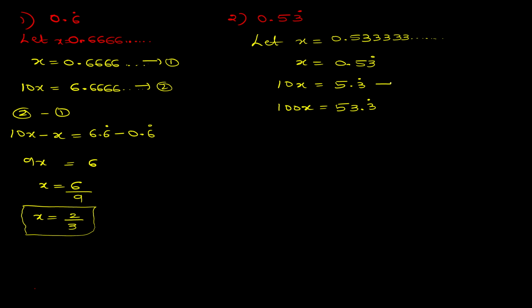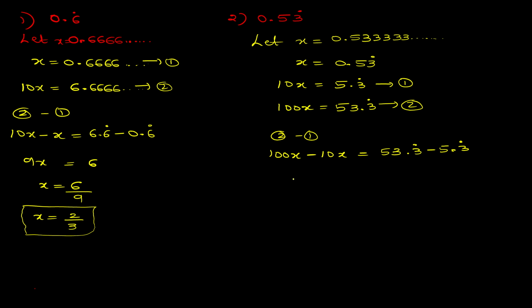We'll consider this as equation 1 because this has a decimal part the same, and also this has the second one. So if I subtract 2 from 1, always the bigger equation, bigger number minus the smaller number, this will give me the left hand side 100x minus 10x, that is equal to 53.3 recurring minus 5.3 recurring. So the decimal part is the same, so they get cancelled.